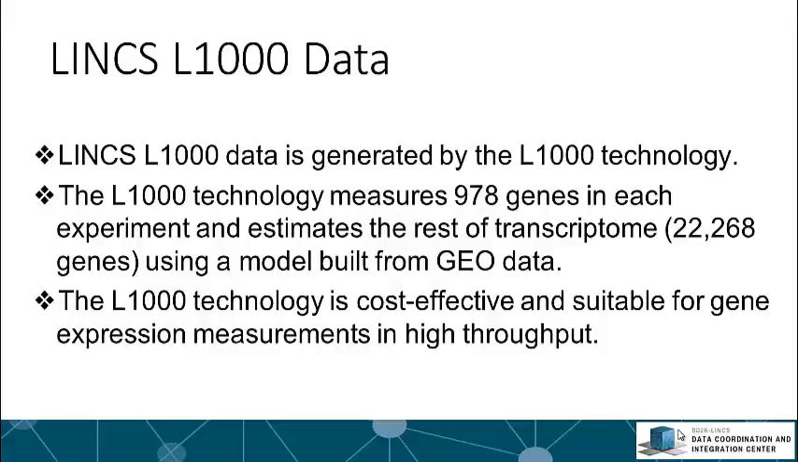So what is LINCS L1000 data and how does the L1000 technology reduce the cost? As I mentioned, LINCS L1000 data is generated by the L1000 technology. The L1000 technology measures 978 genes in each experiment and estimates the rest of the transcriptome, the 22,000 genes, using a model built from GEO. So the reason that the L1000 technology is cost-effective is that it only measures 978 genes instead of tens of thousands of genes in common methods. Thus, the L1000 technology is suitable for gene expression measurements in high throughput.